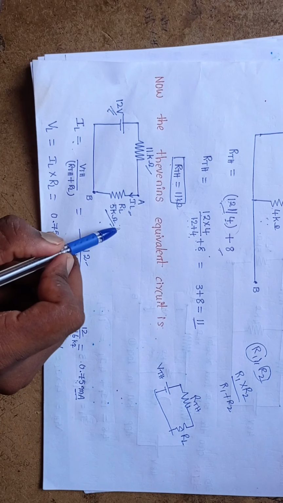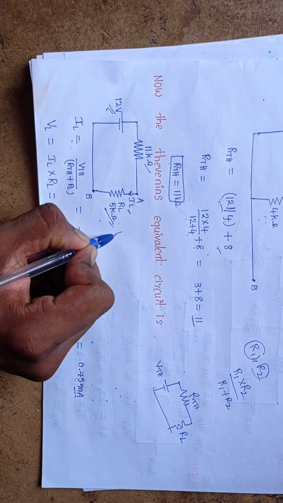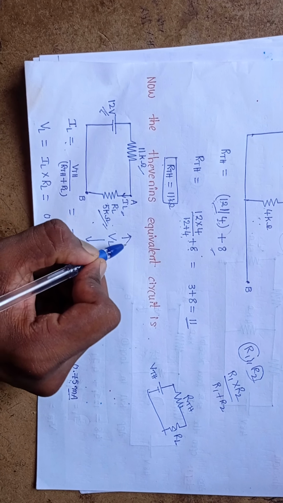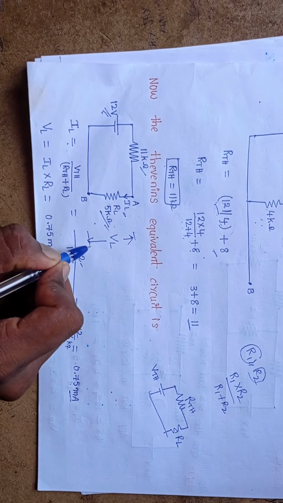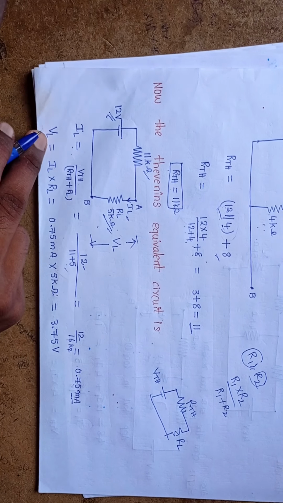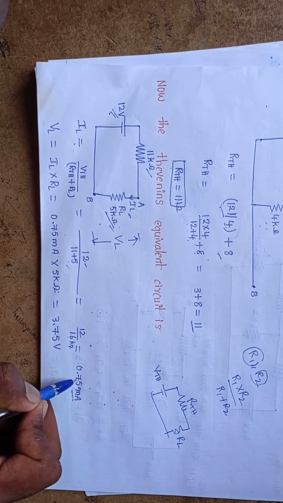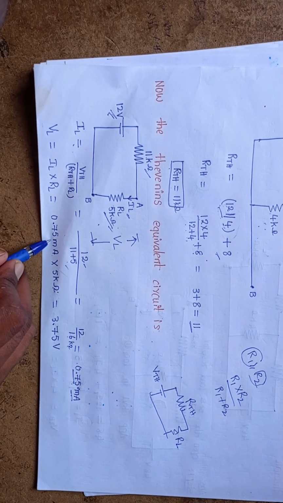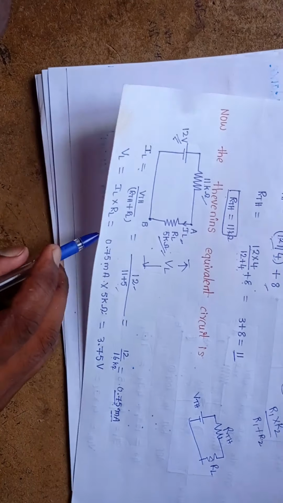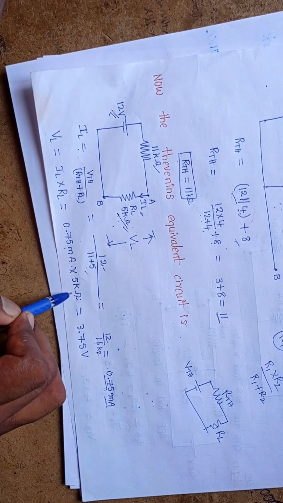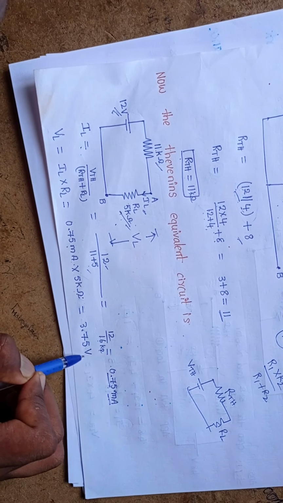Next we have to find the load voltage. Load voltage means VL. Voltage across the load is nothing but the load voltage. We know according to Ohm's law, V is equal to IR. VL is equal to IL into RL. IL is 0.75 milliamperes into RL, which is 5 kilo ohms, equal to 3.75 volts.